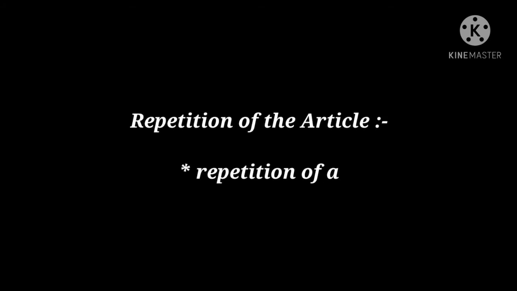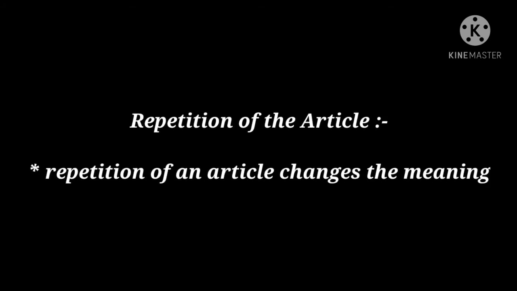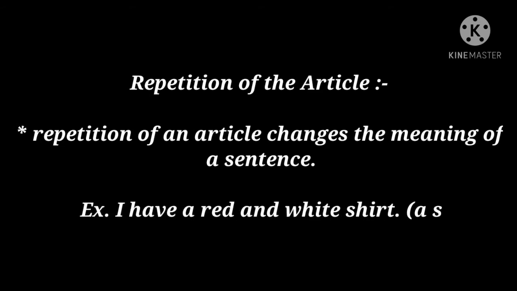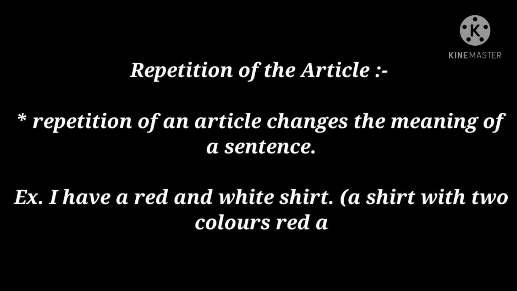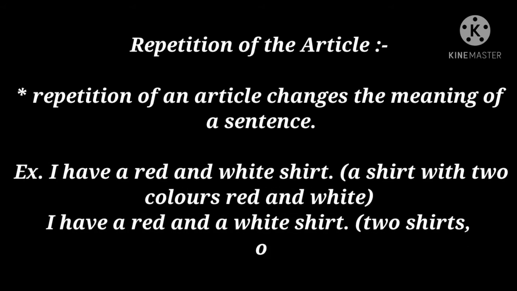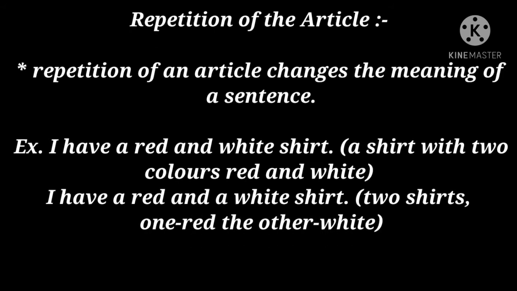Now children, let us see repetition of the article. Whenever the article is repeated, it changes the meaning of a sentence. For example, I have a red and white shirt. In this sentence, we are talking about a shirt with two colors, that is red and white. And if we repeat this article a again, then how will the sentence be? Let us see. I have a red and a white shirt.